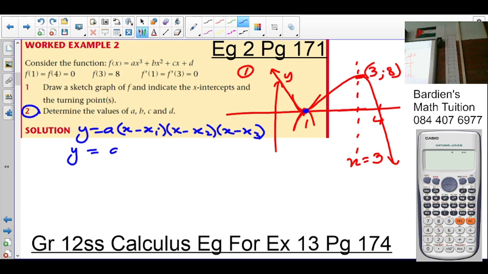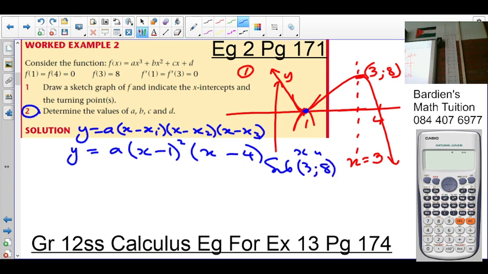So I say y is equal to a into x minus 1 squared times x minus 4. So what needs to be solved now? What do you need to solve now? A, not so? So what do I do? I substitute a point that wasn't used yet. So let's substitute. What do we have? We'll substitute 3 and 8, remembering that's an x and a y. Okay? So let's substitute what we have.